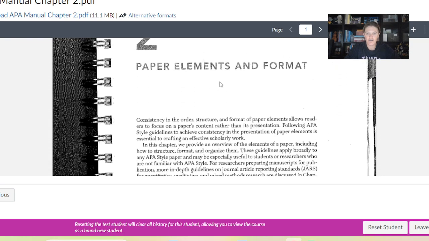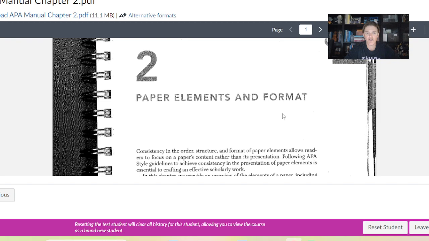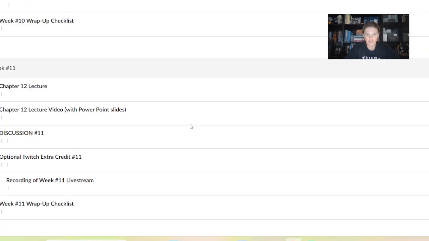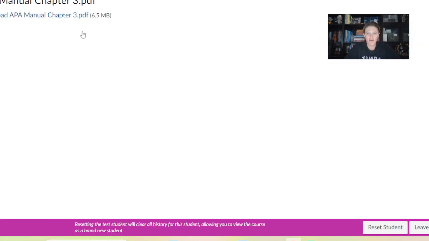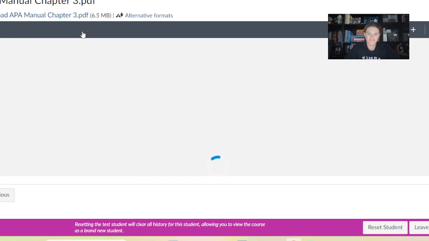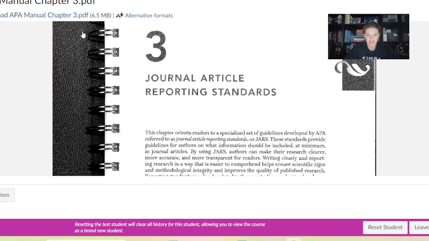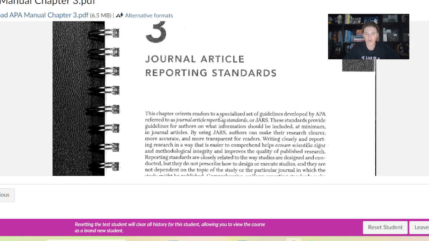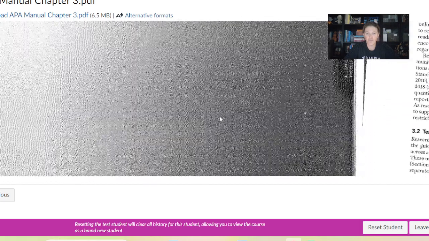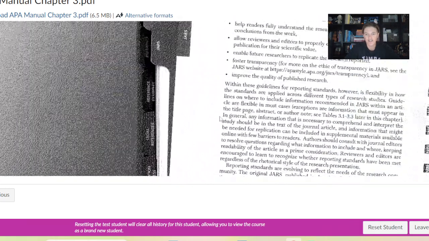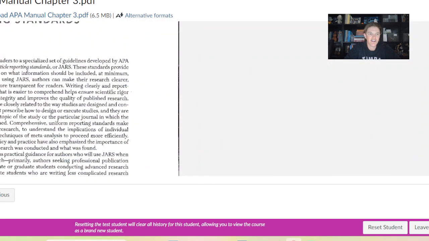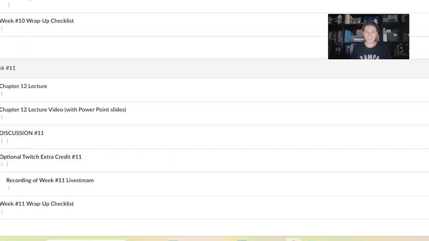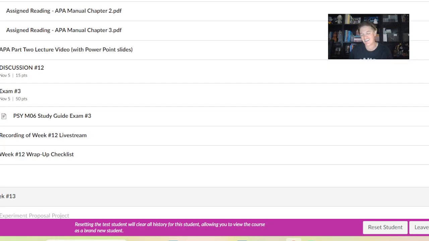You can see here, the first chapter is on the paper and its elements and format. And then the second chapter that I would like you to read is right here, chapter 3, which is on journal article reporting standards. So it covers what you can find, terminology, different sections, and all that. Again, I'm sorry that it's not a perfect scan, but hopefully it's good enough. And again, it's free.